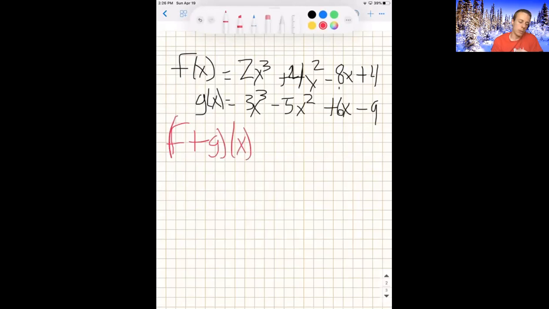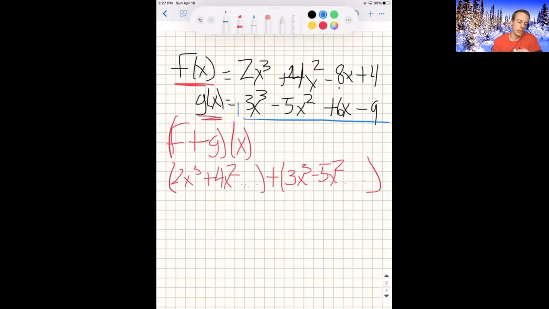Well, if we do that, we're just going to combine like terms, right? We're going to take our f of x function. It'd be 2x cubed plus 4x squared, and I'm just going to put dot, dot, dot. All right. And then we're going to add our function g. So 3x cubed minus 5x squared, and so on and so forth. And we do all the terms there. So in this example, I'm going to add vertically. I'm going to add our two functions.